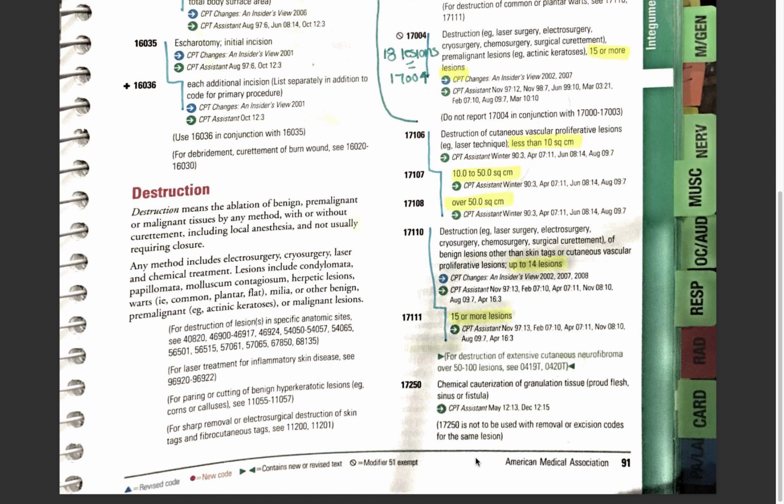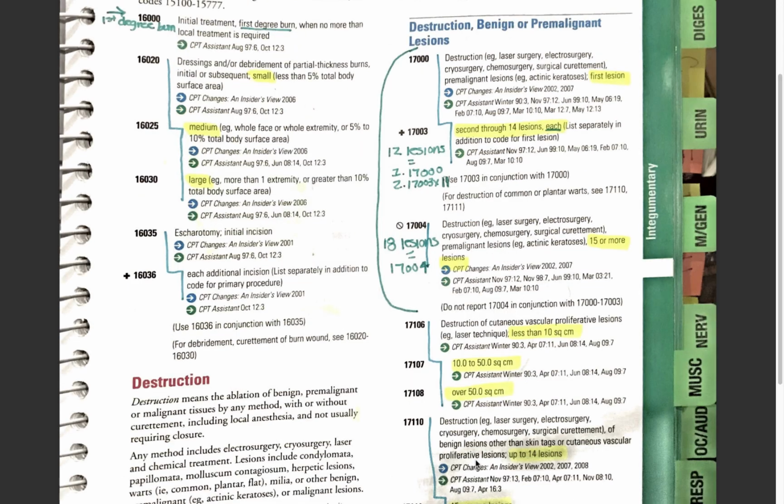Cryo means that they are freezing off the lesion. Pay attention to the type of lesion. Was it premalignant, benign, or malignant? In this section, it is coding benign or premalignant. I have bracketed on the first part the premalignant lesions. The note should specify premalignant.